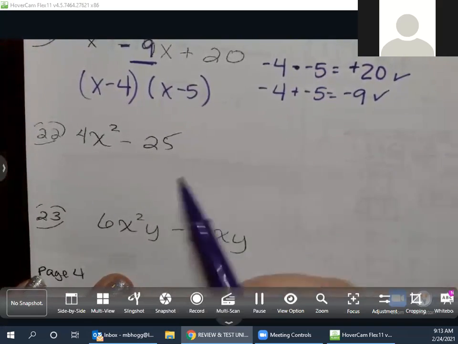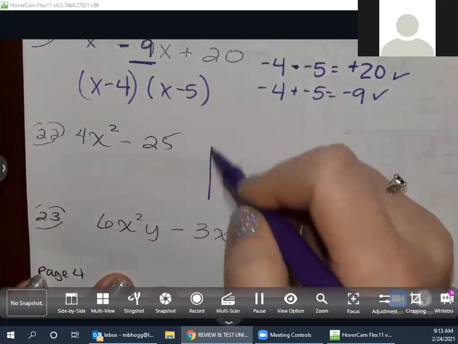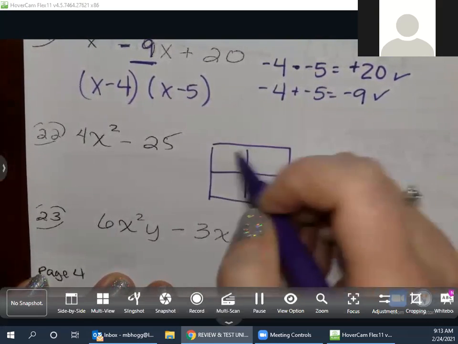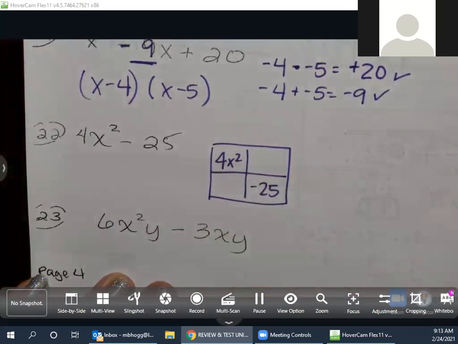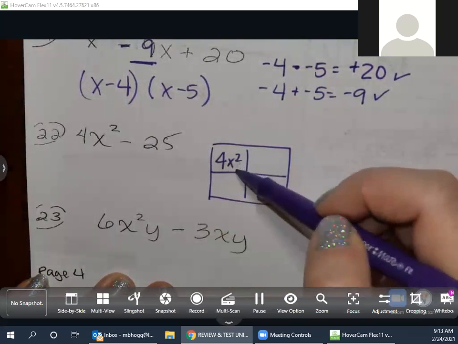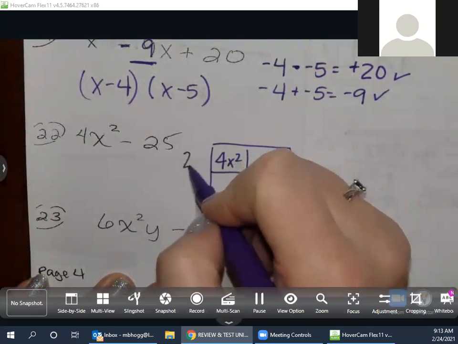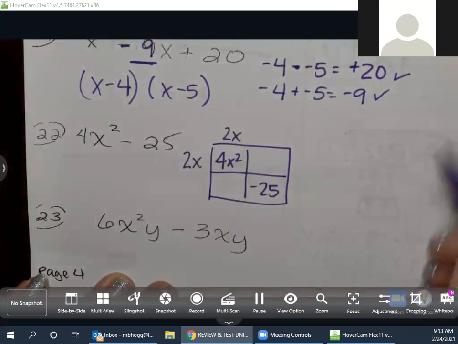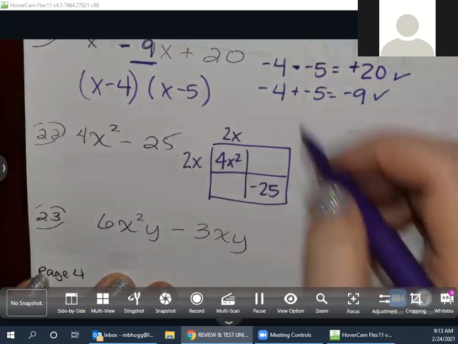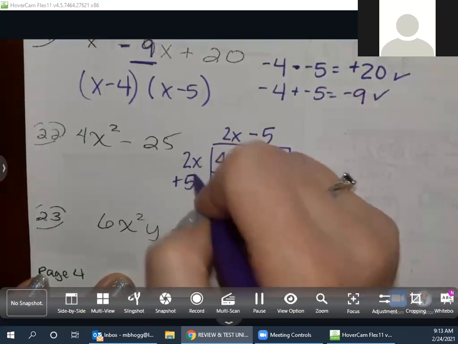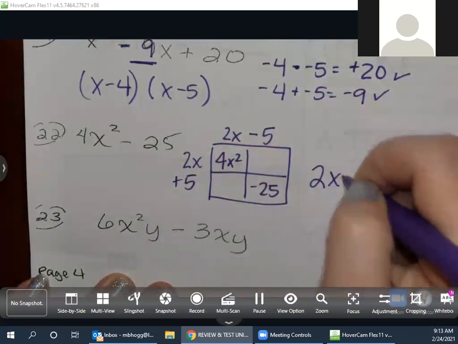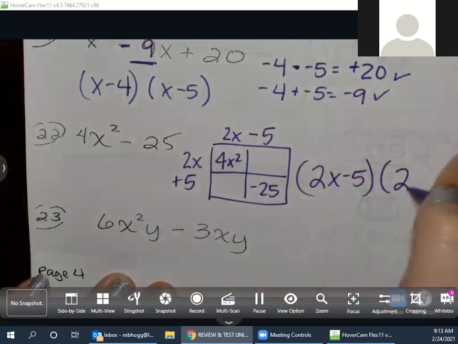Difference of squares down here, because both of these are squared terms. We're going to finish quickly. I know they're loud. It's okay. So what's going to equal 4x squared? 2x and a 2x. And then 25, square root of 25 is a negative 5 and a positive 5. Yeah. So 2x minus 5, 2x plus 5. Answer.